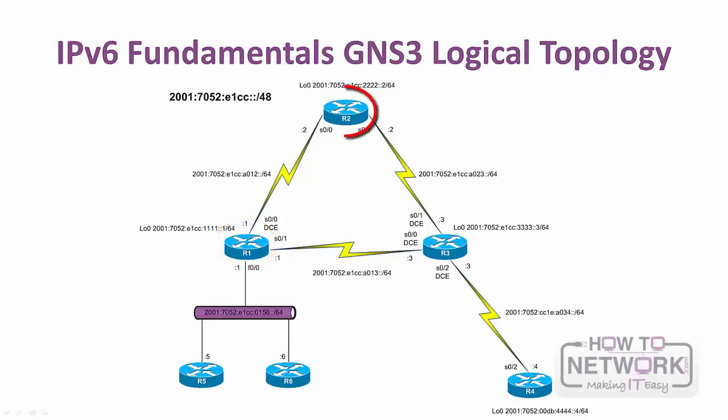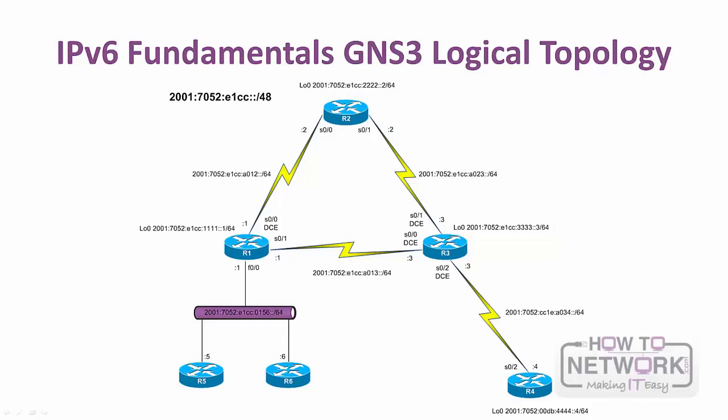Assume that you are the network administrator of company 123 and have obtained the IPv6 prefix 2001:7052:E1CC::/48 from the provider. The network consists of 3 routers, R1, R2, and R3. Each router has a loopback interface attached that is simulating the LAN network behind the router.